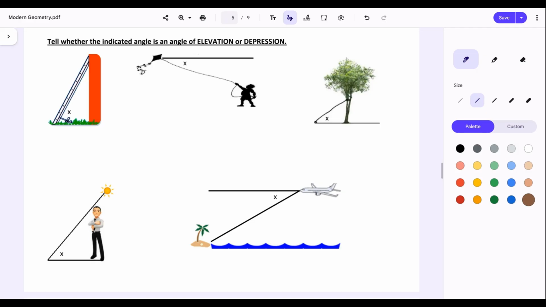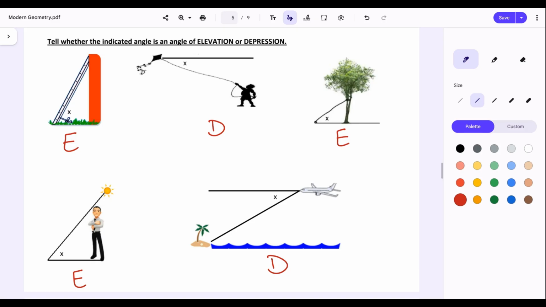Okay, I'm just going to quickly zip through these here. This first one should have been elevation. This one is depression. Next one is elevation. Next one is elevation again. And the last one should have been angle of depression. Okay, we good on that?